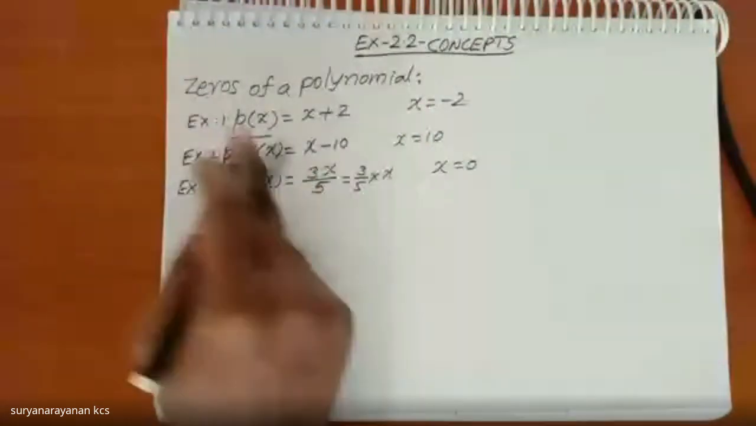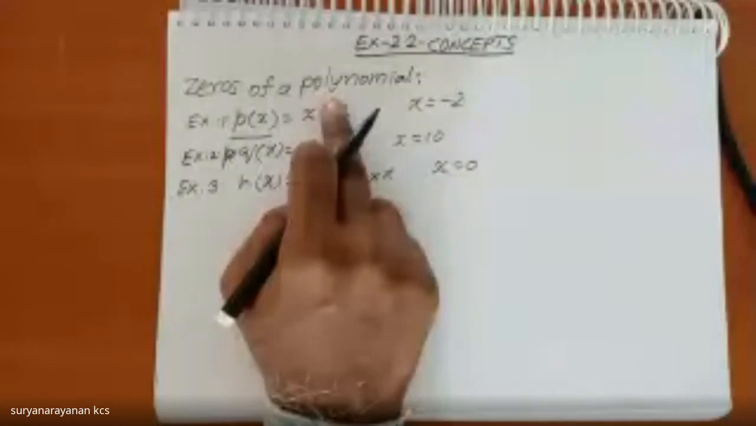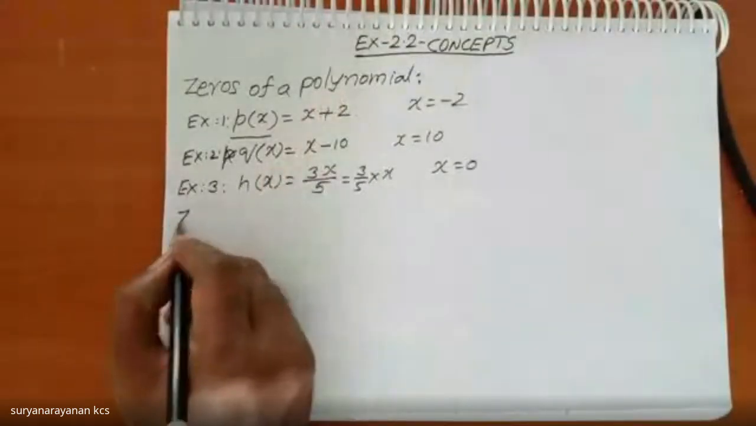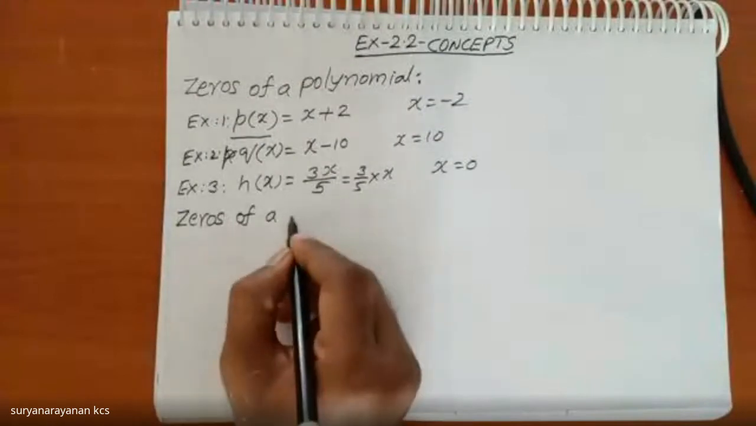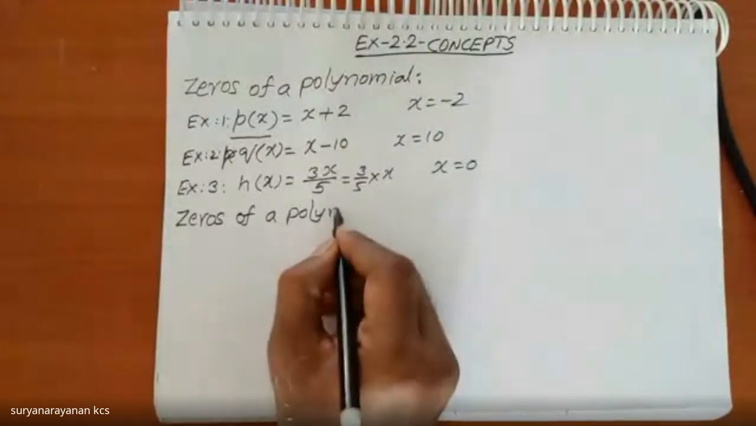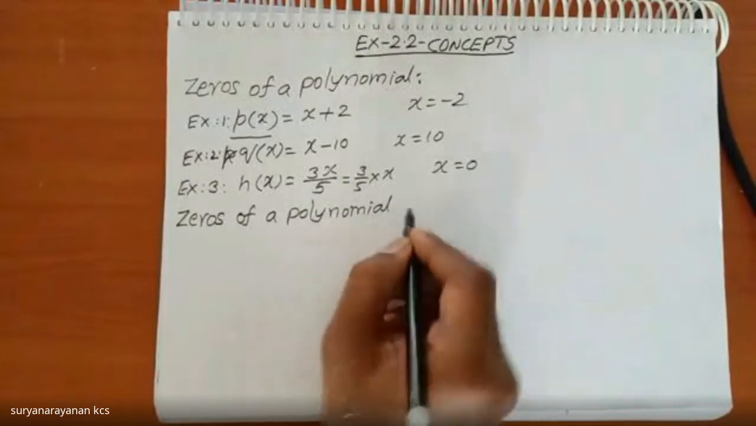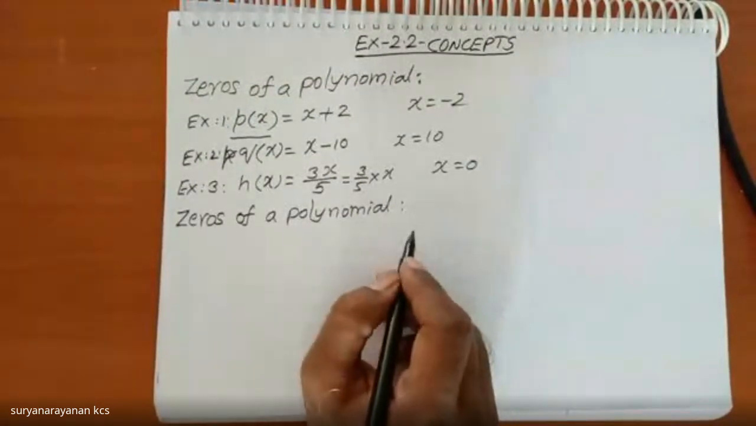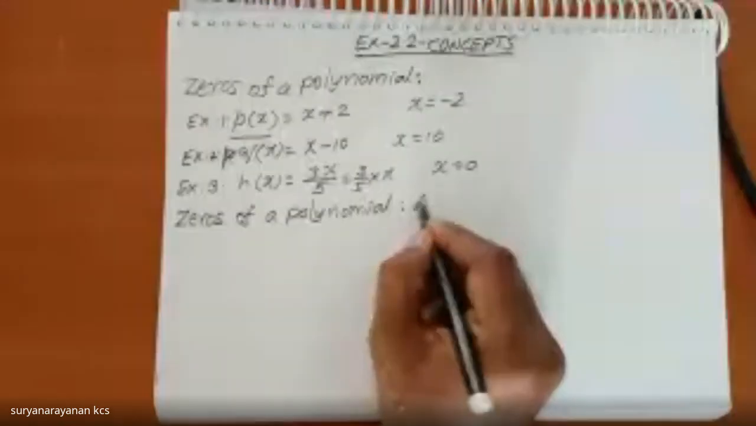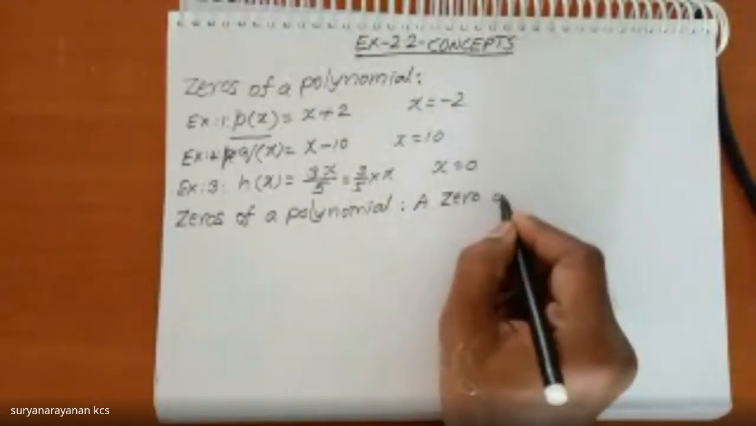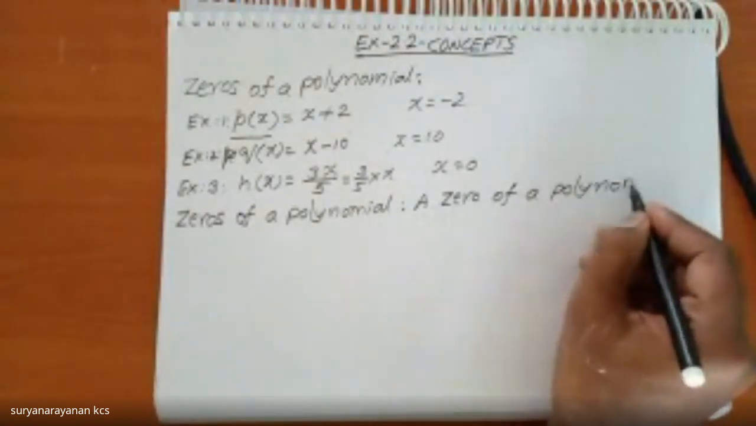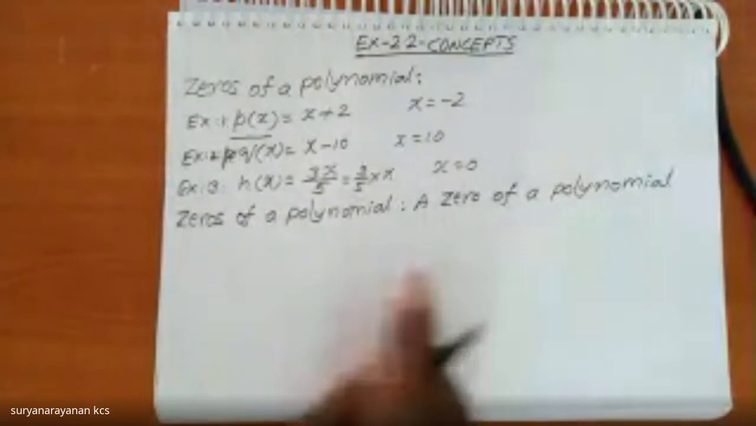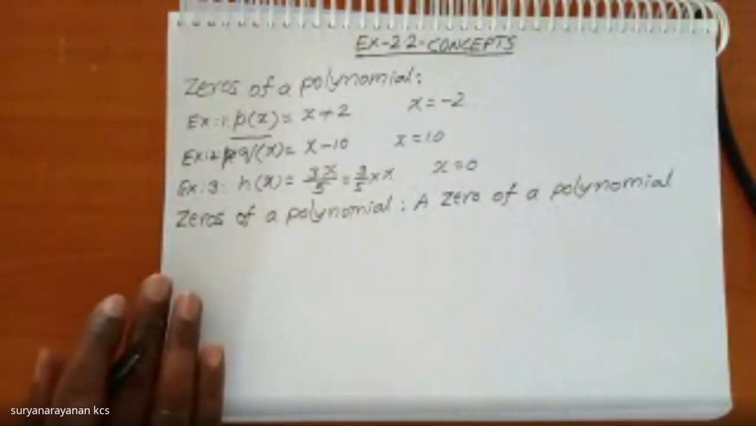Now I will write the definition of zero of a polynomial. What is meant by zeros of a polynomial? A zero of a polynomial. Remember this point, my dear children.